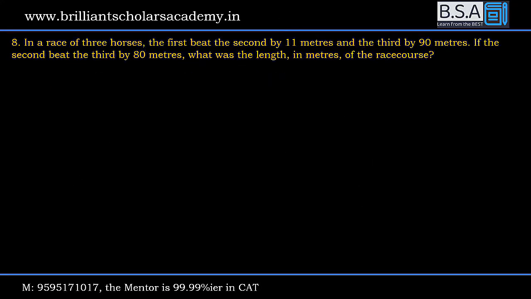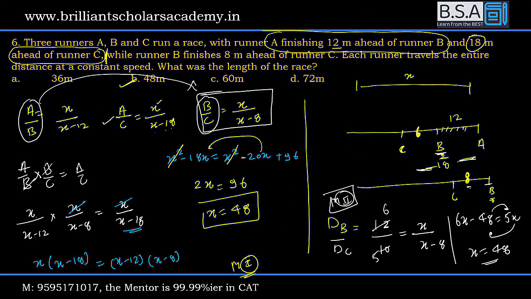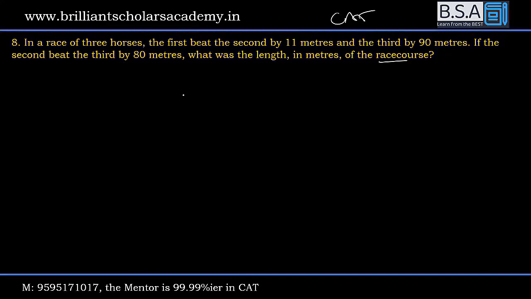Try this. In a race between 3 horses, the first beat the second by 11 meters, and the third by 90 meters. If the second beat the third by 80 meters, what was the length in meters of the race course? This is also a CAT question, an old one. See, in both, the length of the race is being asked. Here also, what is the length of the race course in meters?